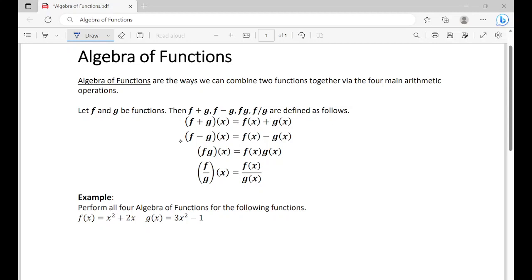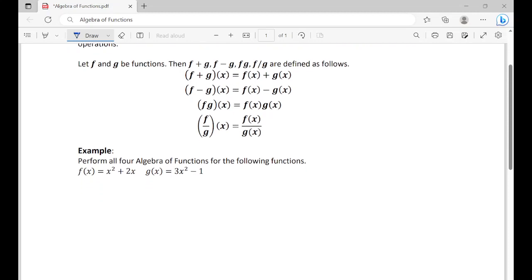as follows. F plus g of x is just f of x plus g of x, just the two functions adding together. F minus g of x is just f of x minus g of x, and be mindful with the minus sign here, it needs to distribute to the second function. F times g of x is just f of x times g of x, and then f divided by g of x is just f of x divided by g of x.